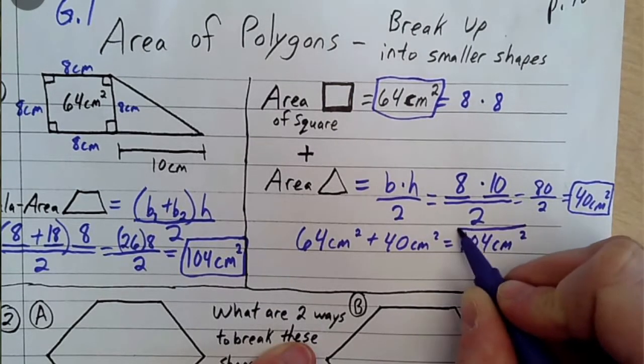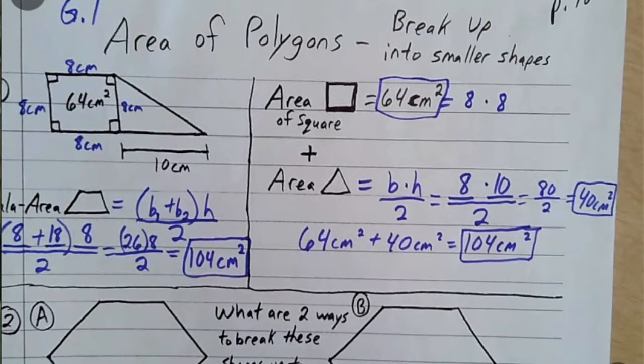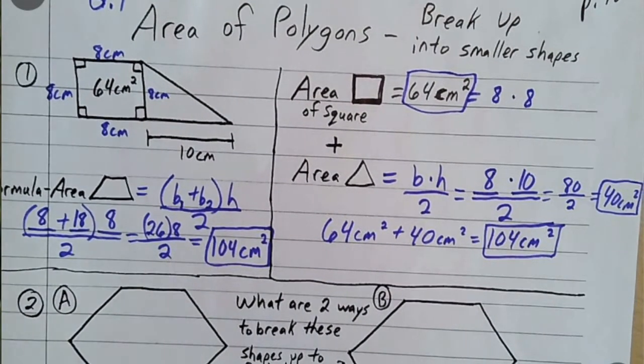So either way, you could break it down into two shapes and add those together and find the area of each one to get 104, or you could get the area of the entire thing using your trapezoid formula.